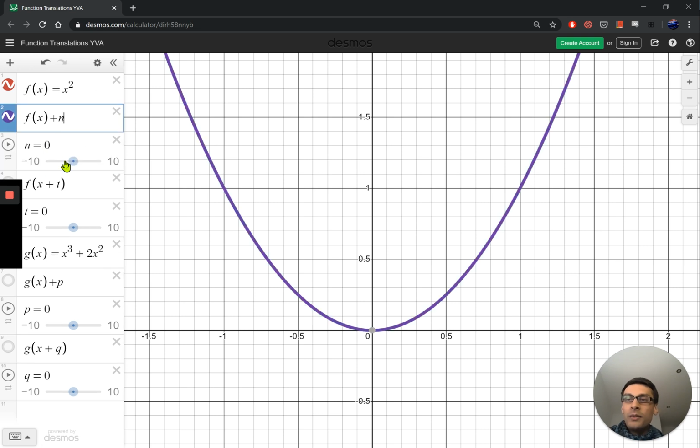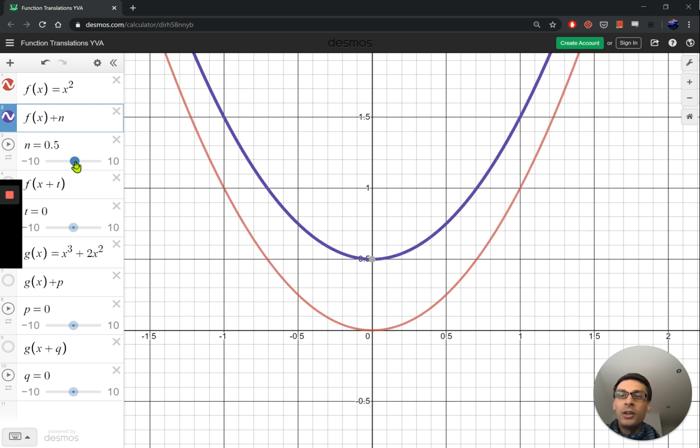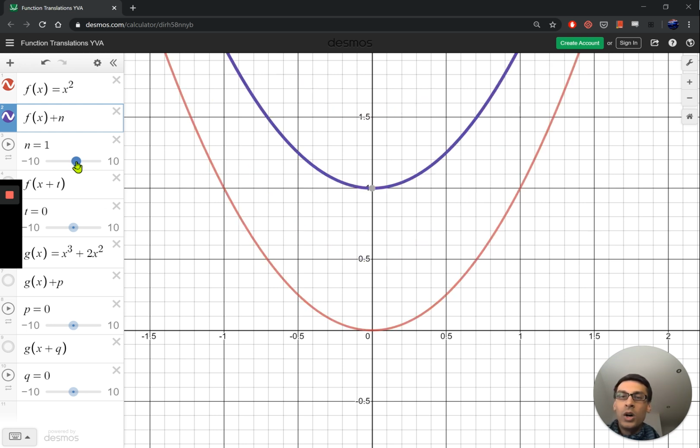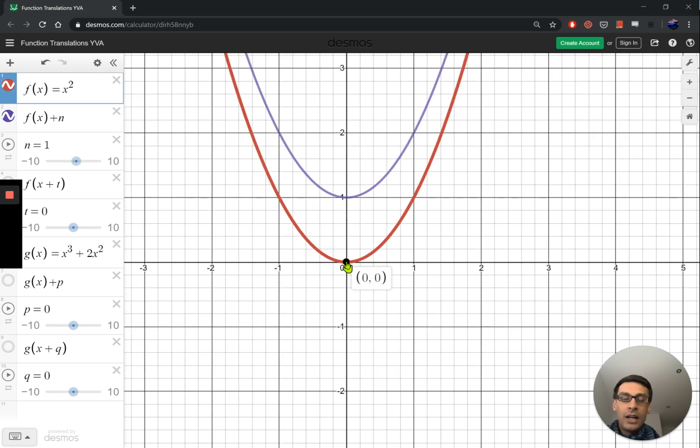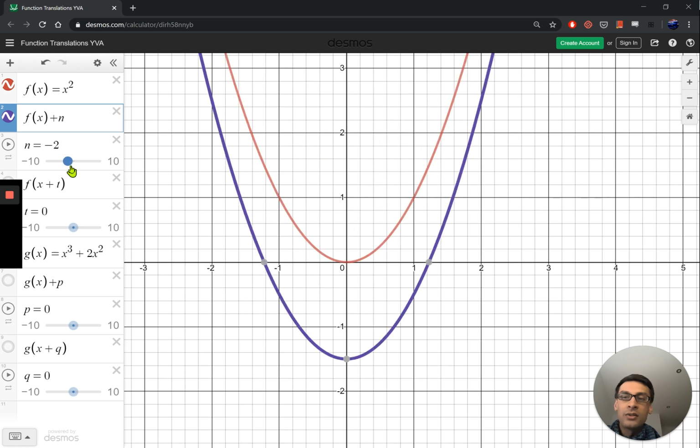And what you can then do is use this slider to add or subtract n values. So let's decide that n is 1. So if n is 1, then the graph has gone from 0 as a minimum to 0, 1 as minimum. So it's shifted up by 1. Now if I play with this slider, you can see how it shifts.